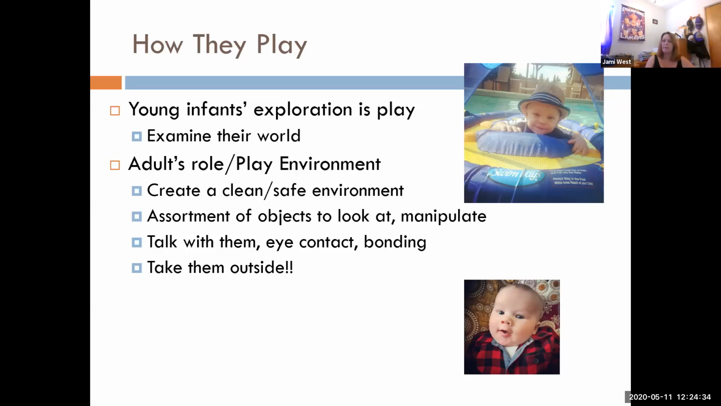Of course, bundle them up, but being outside is important. Vitamin D, developing their immune systems, a rich sensory environment, on a blanket so they can move their body. Take them outside. All right, I think that is it for 0 to 6 months.